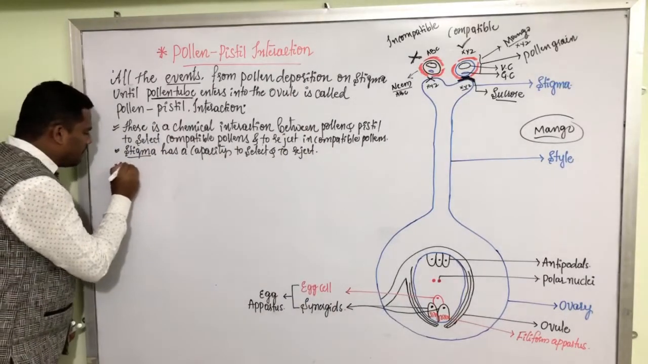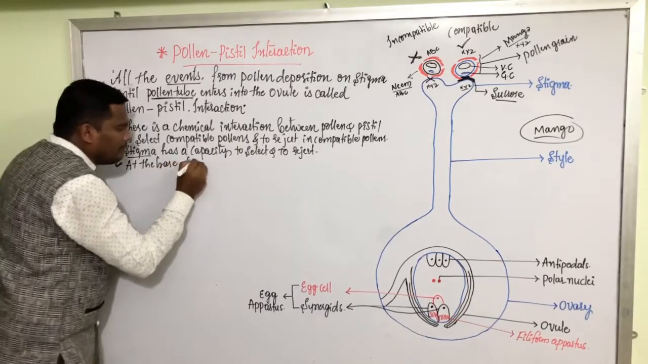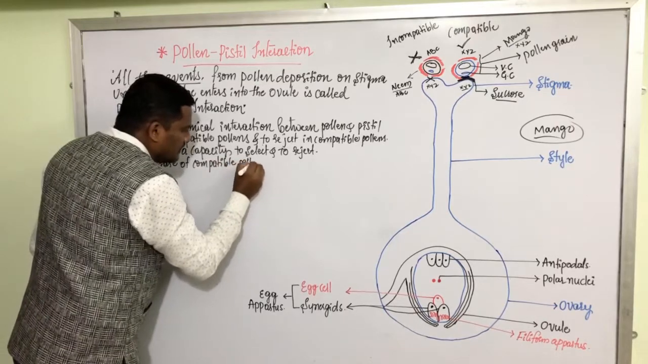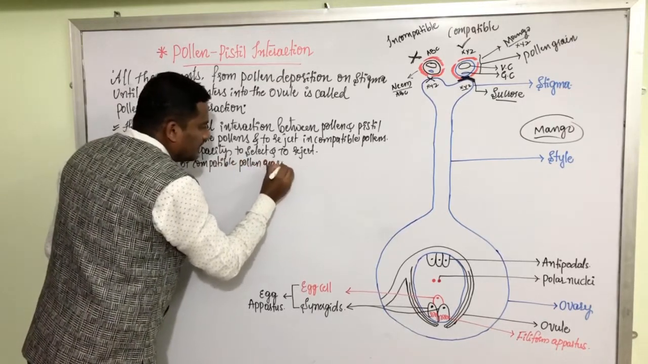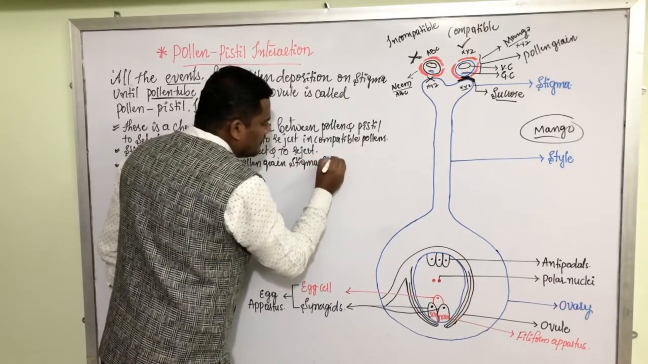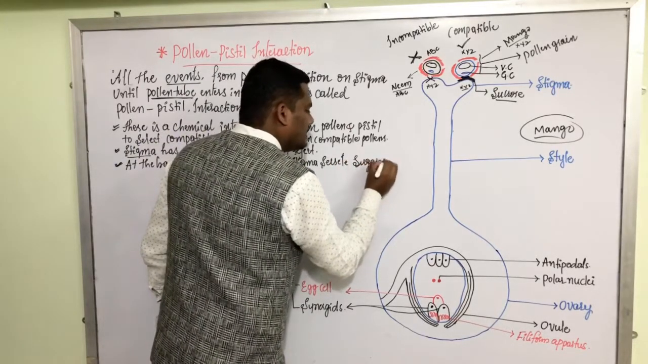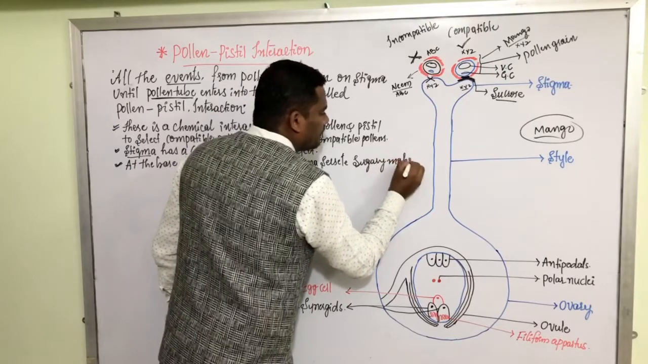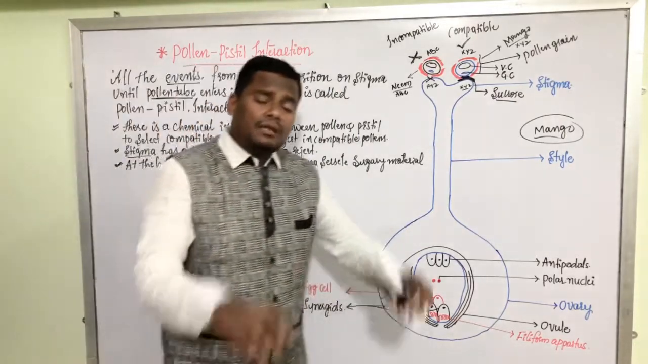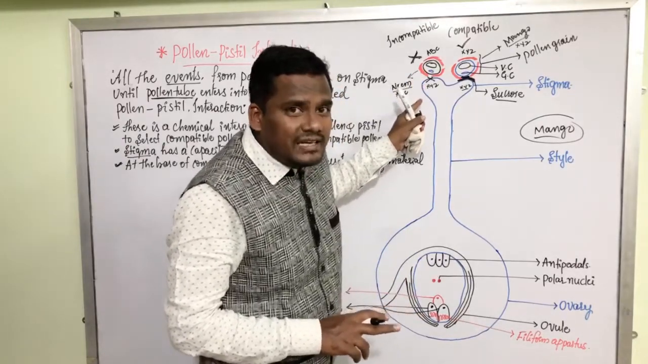At the base of the compatible pollen grain, the stigma secretes sugary material or substance. The stigma secretes the sugary material, whereas at the base of the incompatible pollen grain, there is no such secretion.